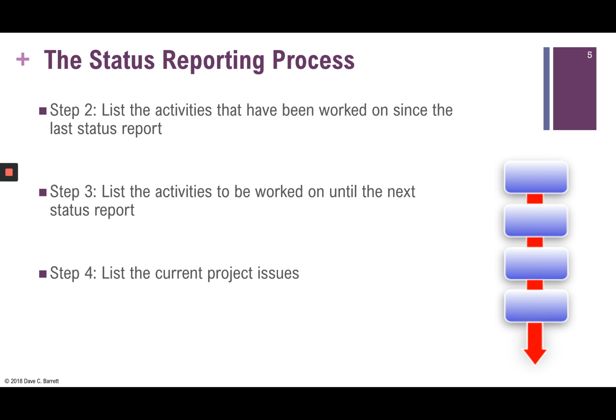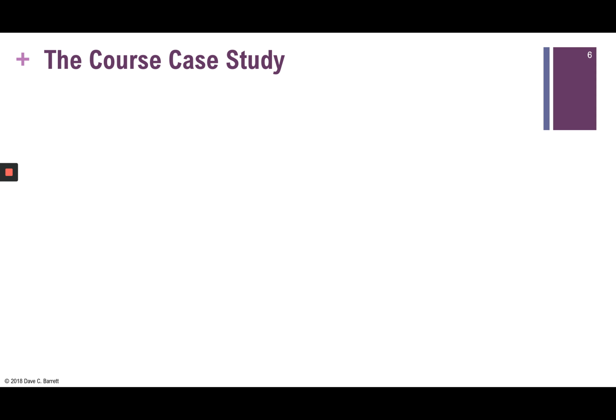The next step is to list the current project issues. That is, a listing of the things that are going wrong at this point that may, or that will, if not corrected, impede the successful completion of the project. And step five is to list any changes that have been made since the last status report. Any changes to the project plan that have occurred since the last status report should be listed on the status report. So those are the five steps.